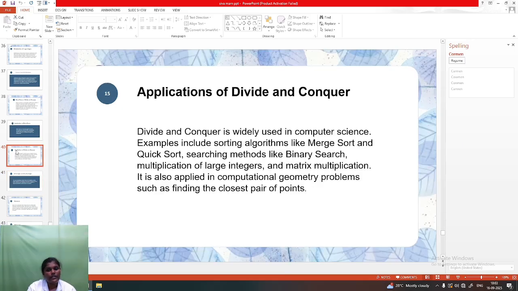Applications of divide and conquer include sorting algorithms like merge sort and quick sort, and searching methods like binary search, multiplication. What is the purpose of Huffman coding? To create optimal prefix codes for data compression based on character frequencies.